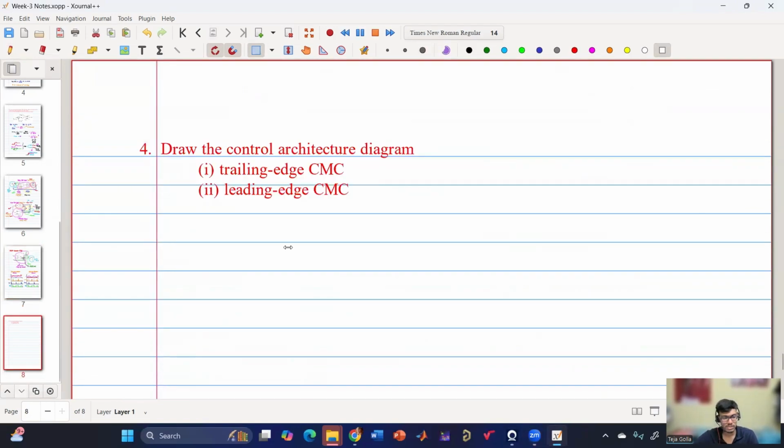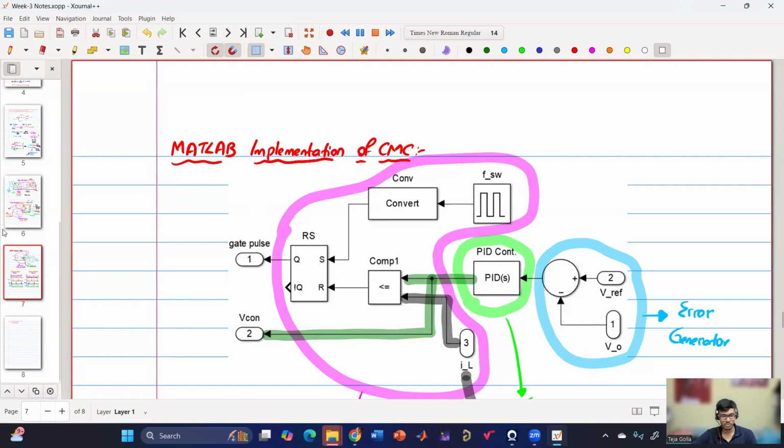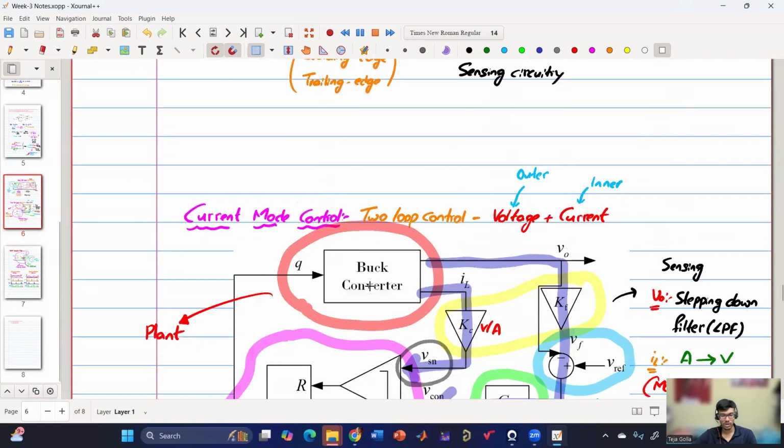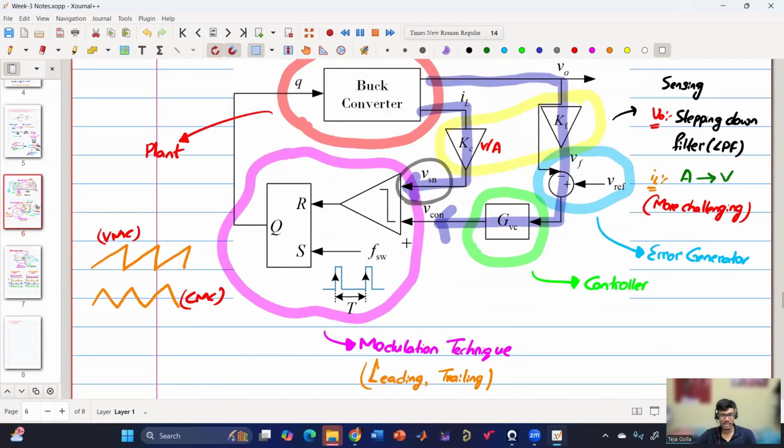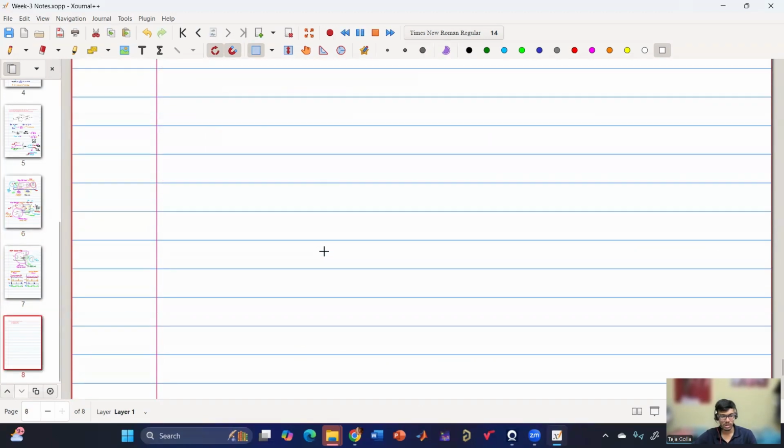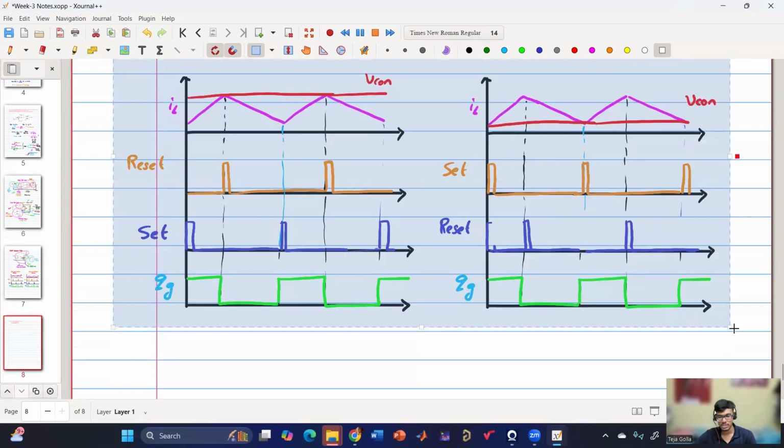So the problem is, draw the control architecture diagram of trailing edge and leading edge. When I say control architecture diagram, I mean this type of diagram, with the comparator, reset, set, flip-flop, everything. So let us first paste this here.